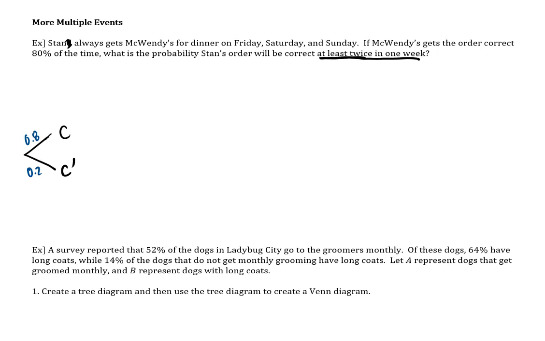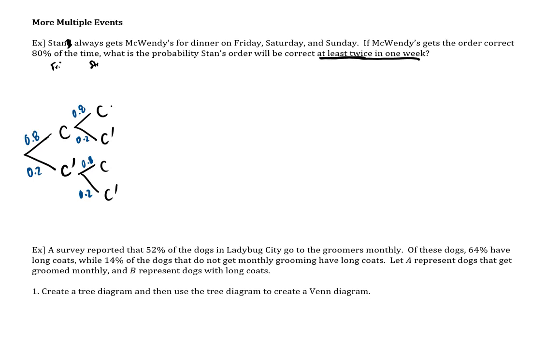All right, and this is like the Friday order. And now we'll continue to branch. There's 2 of them, correct and incorrect, correct and incorrect. Well, it's 80% every time if it's going to be correct. So let's go ahead and fill that in. So 0.8 correct, 0.2 incorrect, and then 0.8 correct, 0.2 incorrect. And then a couple more.